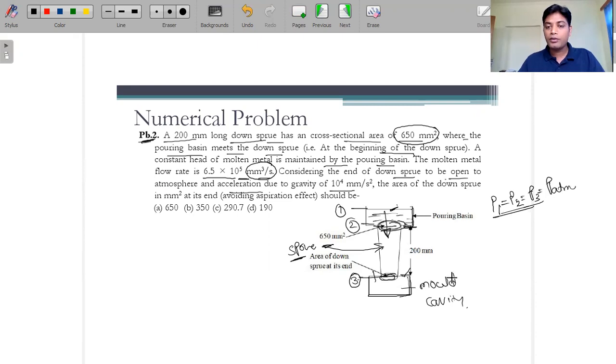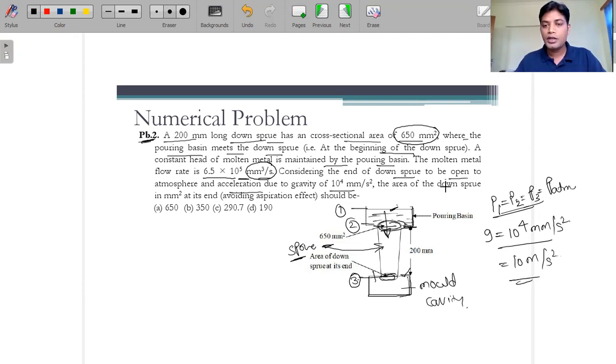Fine. Now the acceleration due to gravity, that is the g value, is given to you, that is 10 to the power 4 mm per second square. Now if you consider this value in meters, then it is 10 meter per second square, because 1 meter is equal to 1000 mm.